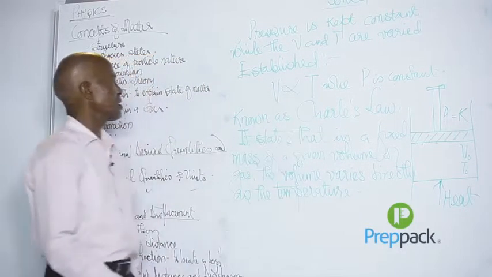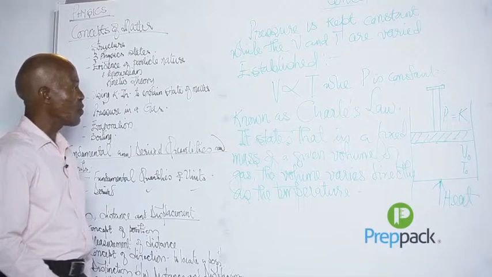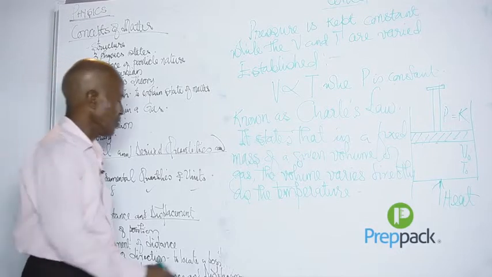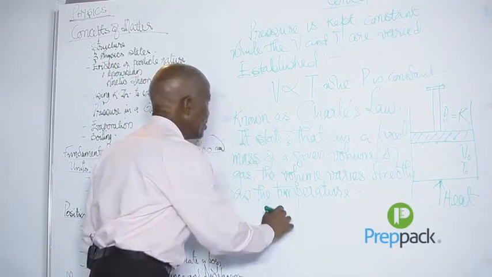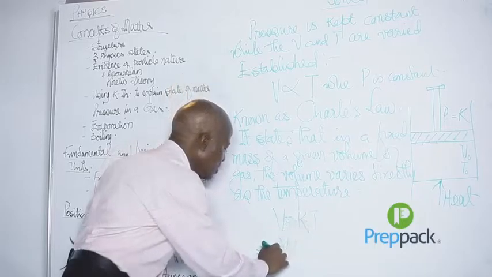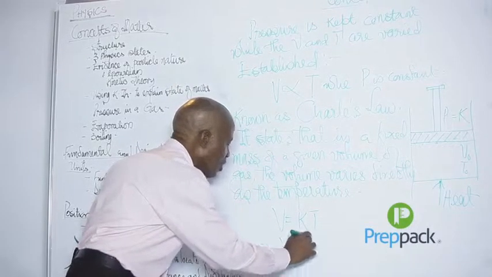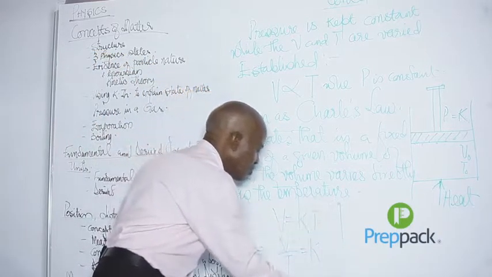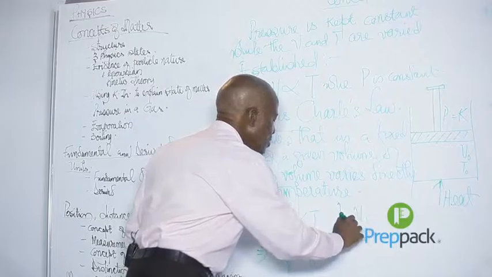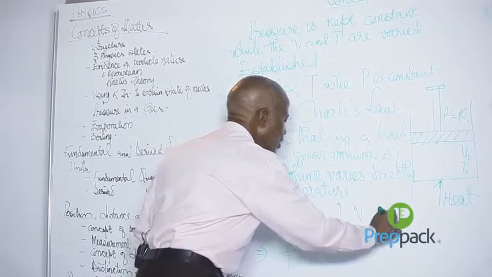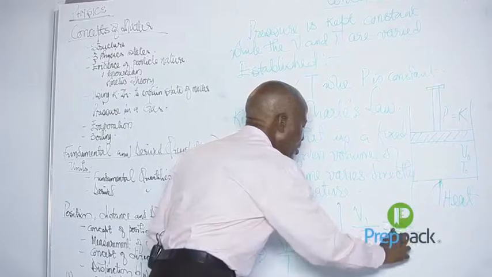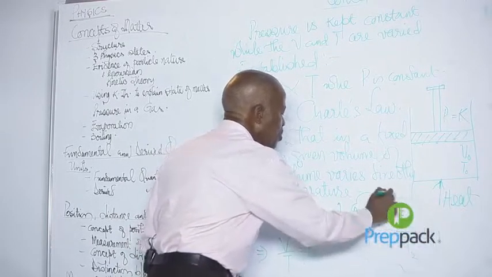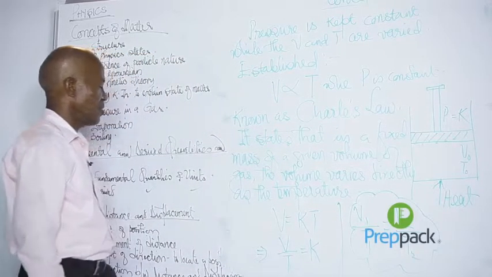That is expressed mathematically there. And so, if we introduce a constant, K, we have V over T equals K. Hence, we have V1 over T1 equals V2 over T2. And that is what is found there.